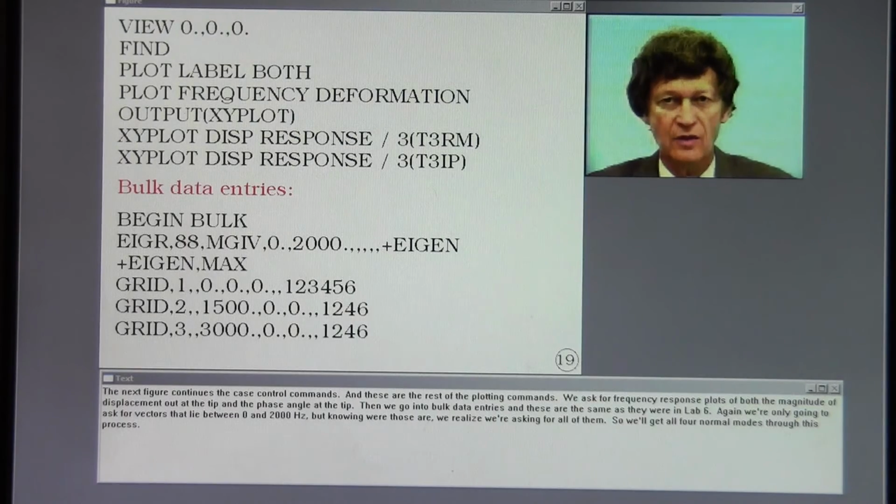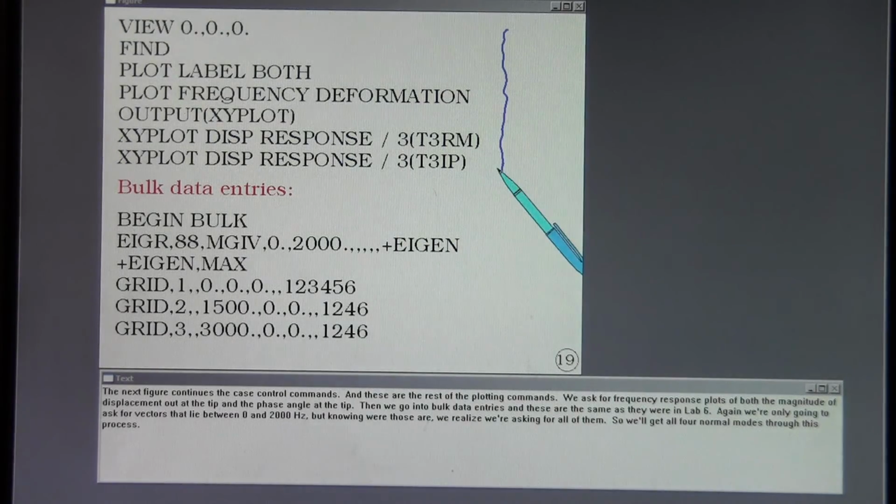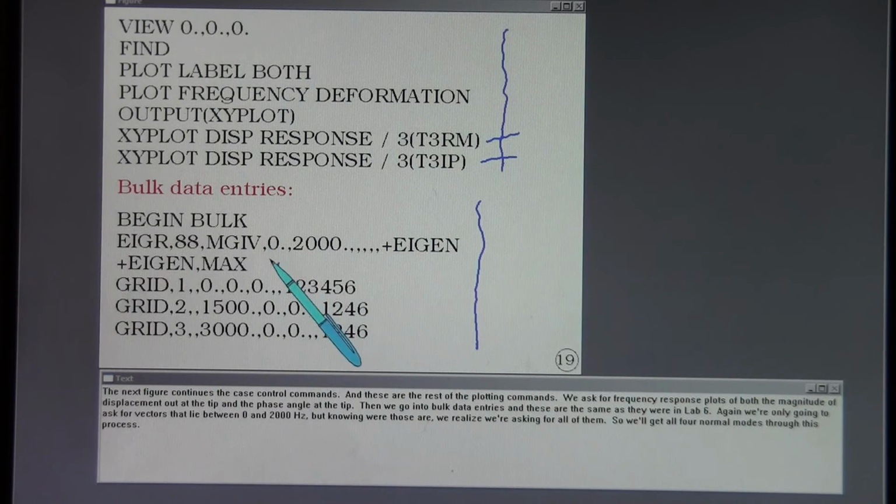The next figure continues the case control commands, and these are the rest of the plotting commands. We ask for frequency response plots of both the magnitude of the displacement out at the tip and the phase angle at the tip. Then we go into bulk data entries, and these are the same as they were in Lab 6. Again, we're only going to ask for vectors that lie between 0 and 2,000 hertz, but knowing where those are, we realize we're asking for all of them. So we'll get all 4 normal modes through this process.